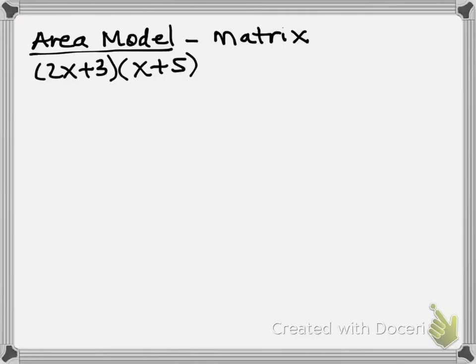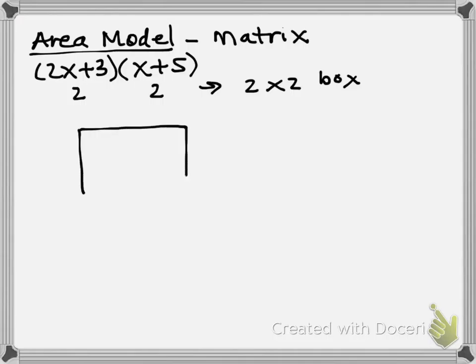So what I do is I figure out, if I was going to create a box, how many terms I have in each of my polynomials. So I have 2 terms here, I have 2 terms here. So what I'm going to do is create a 2 by 2 box. Okay. So I physically make a box. Now you're going to be putting numbers in here, so you're going to want to make it fairly decent size.